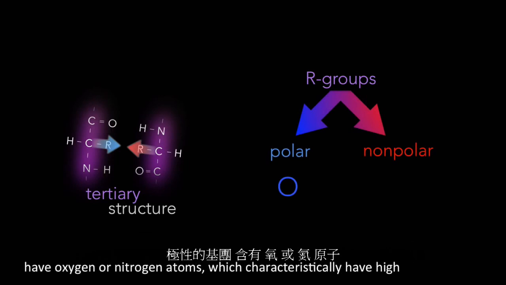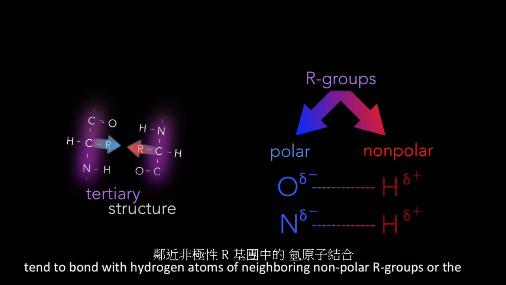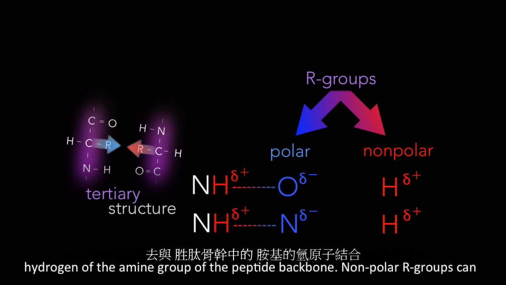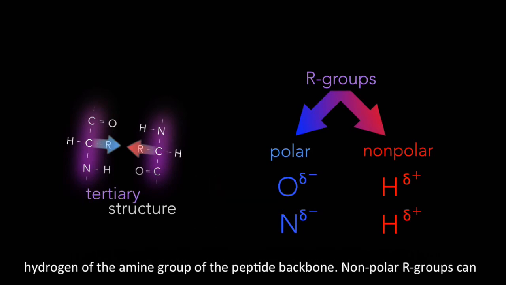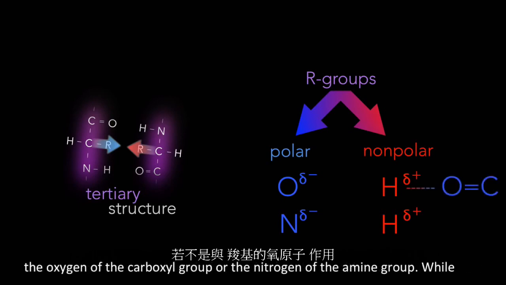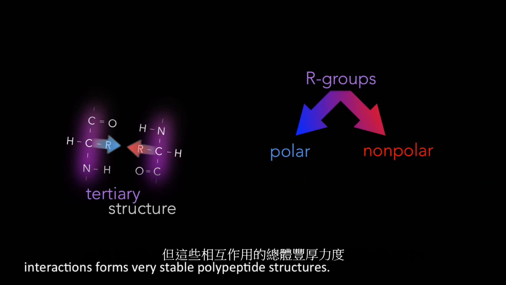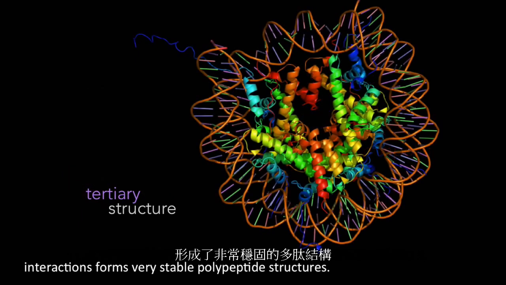Polar R groups have oxygen or nitrogen atoms, which characteristically have high electronegativity due to their high affinity for electrons. These polar R groups tend to bond with hydrogen atoms of neighboring nonpolar R groups or the hydrogen of the amine group of the peptide backbone. Nonpolar R groups can also form hydrogen bonds with the peptide backbone, either by interacting with the oxygen of the carboxyl group or the nitrogen of the amine group. While hydrogen bonding is relatively weak, the overarching abundance of these interactions forms very stable polypeptide structures.